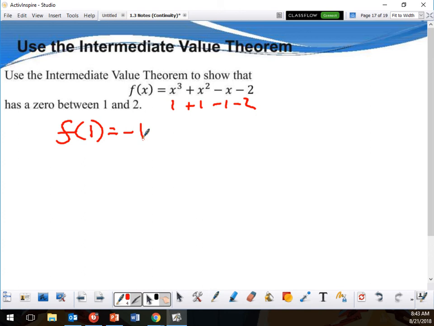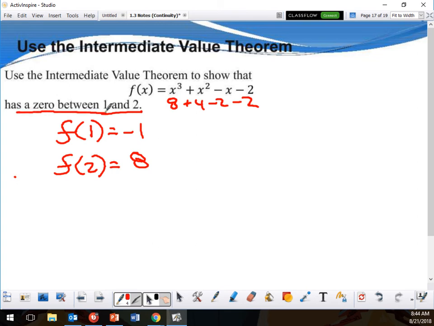And now check the other endpoint. 2. You get 8? Okay. Intermediate value theorem says that we're checking to see if there is a 0 between here and here.